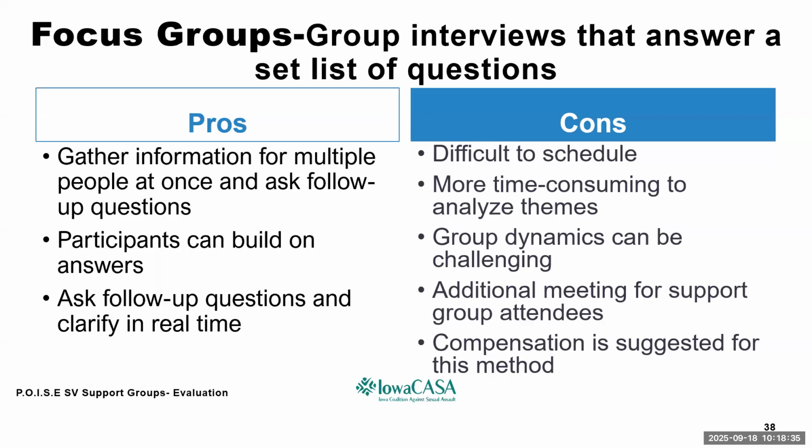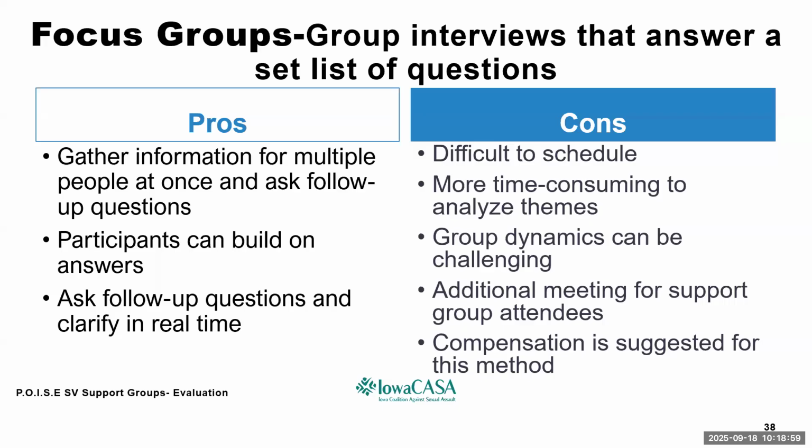Some of the cons for doing a focus group are that they're difficult to schedule, right? Trying to find a time where multiple people can meet can be hard. They are more time consuming to analyze themes. So to try to find themes between verbal conversations is going to take a lot more time than calculating numbers. There can also be challenges in group dynamics as well.